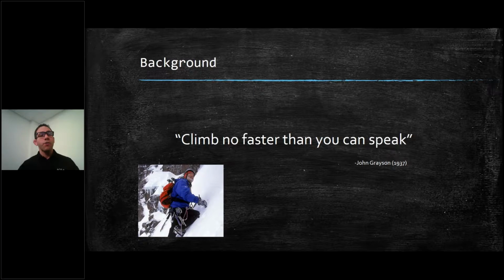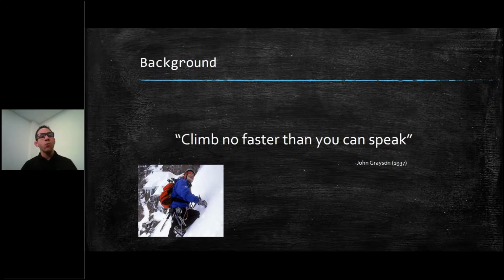But Dr. Grayson realized that when people would climb or exercise or increase their intensity to a level where they could no longer speak comfortably, or could not speak at all, they were working at an intensity that they could not maintain for a long period of time. When you think about an event like mountain climbing, where you have to sustain a level of intensity over a long period of time, multiple days even, it's really important that you're working at an intensity that you can maintain for as long as possible.